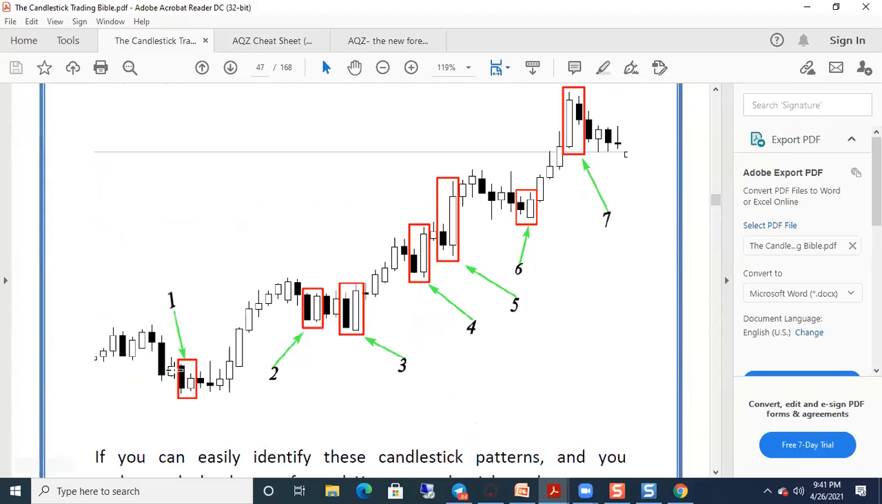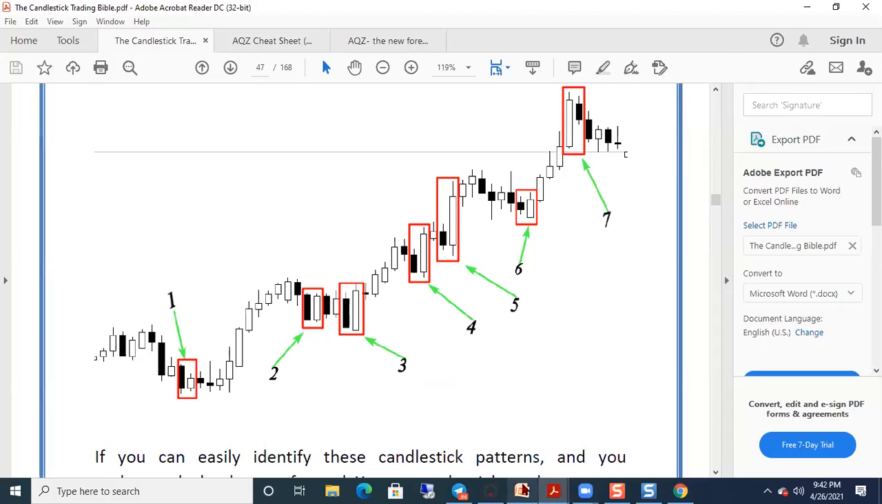So here we have an inside bar. Here we have a tweezer. Here we have something that looks like an engulfing candlestick pattern. Here we have an engulfing. Number 4, what do we call that? What do we call number 6? And number 7, we call that an inside bar. Right? So let's move on.